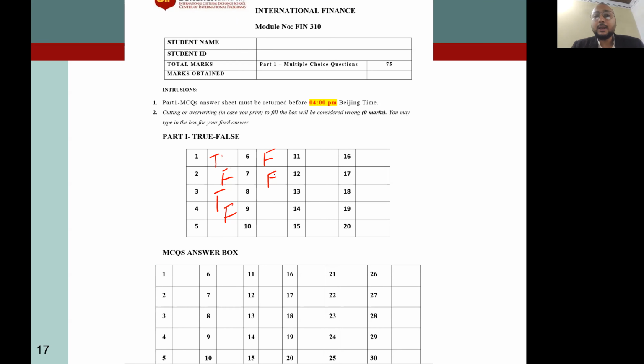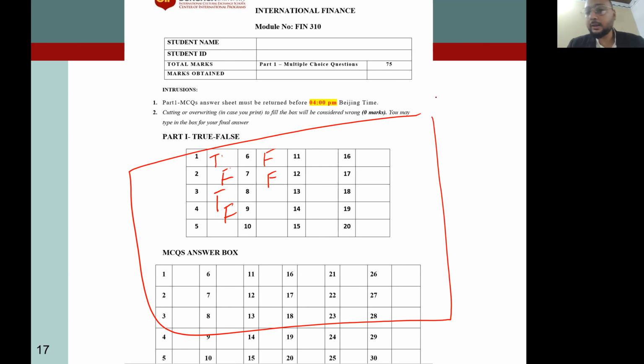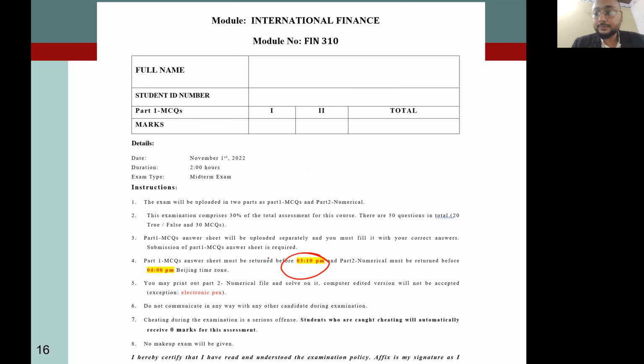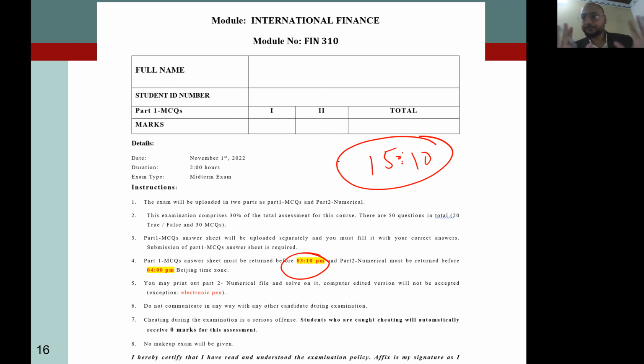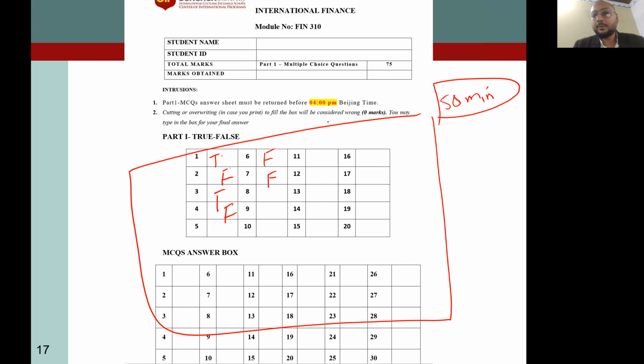In this case, I'm not bothering whether you use a keyboard or a pen, because I am uploading all this in a Word file. Because it's time restricted, I'm going to give you only 50 minutes to solve this, and we are going to start our paper at 3:10, or 15:10. Before that, in the first 10 minutes, we will have our attendance and all the stuff, and then I'm going to give you 50 minutes for part 1.